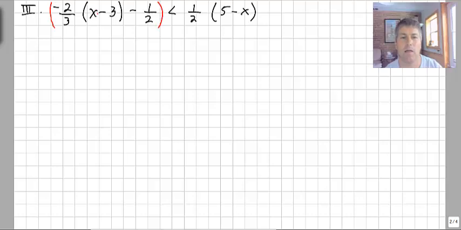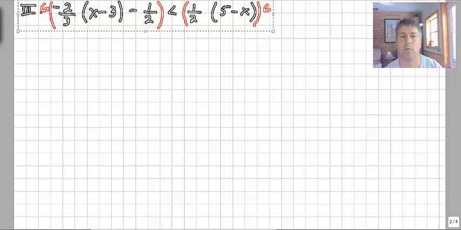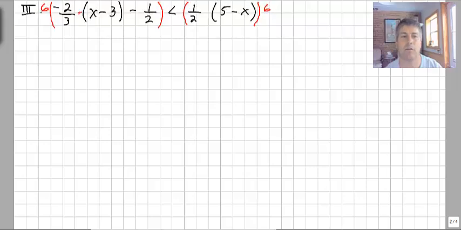So I'm going to multiply this all by 6, and I'm going to multiply this side by 6. Now, when I multiply 6 by the negative 2/3 here, I've multiplied the x minus 3, so I don't multiply the x minus 3 by 6. I've taken care of that because of the multiplication here, the 2/3 times x minus 3. So 6 times negative 2/3 becomes negative 12/3, or negative 4 times the quantity x minus 3. Minus, and times the negative 1/2, so 6 times negative 1/2 is negative 3. This is less than, now 1/2 times 6, that's 3 times 5 minus x.